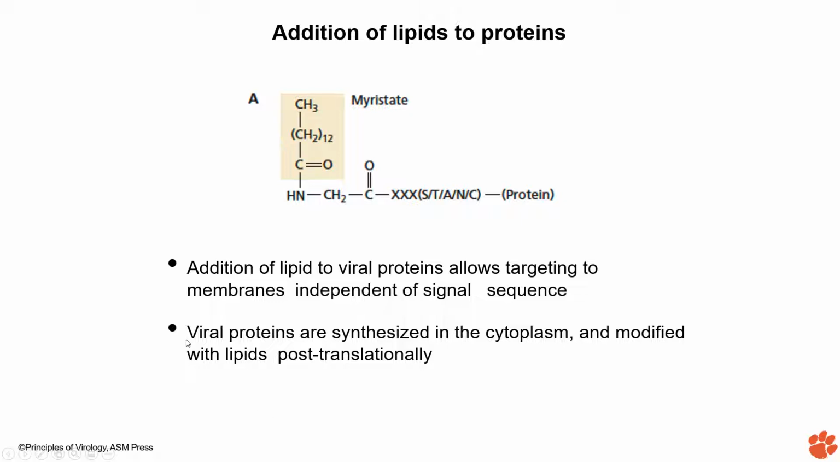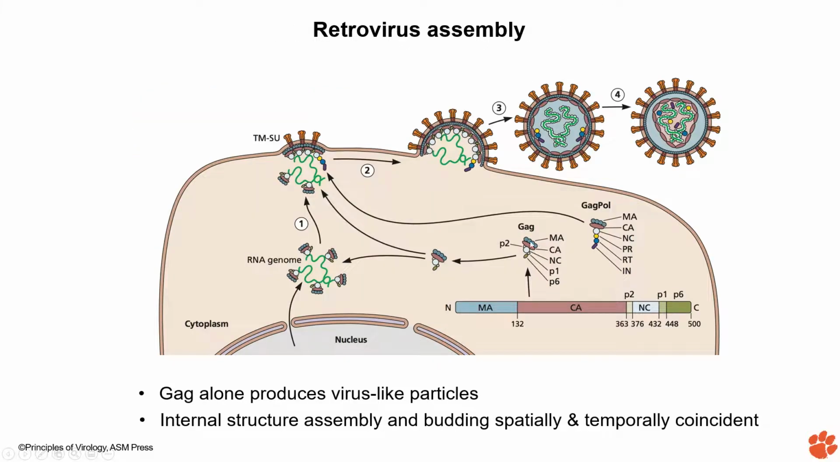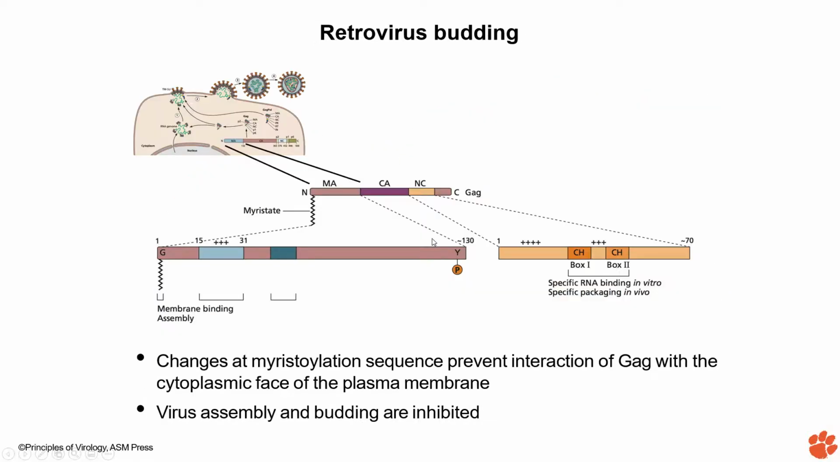The viral proteins are synthesized in the cytoplasm and modified by lipids post-translationally. Most of the time, the lipid insertions are like a transmembrane domain, where you have the hydrophobic sequence that is inserted in the membrane. The interesting part of the matrix protein is that this protein is produced in the cytoplasm, and then just the addition of the fatty acid helps it insert onto the membrane. So it is a very unique process.